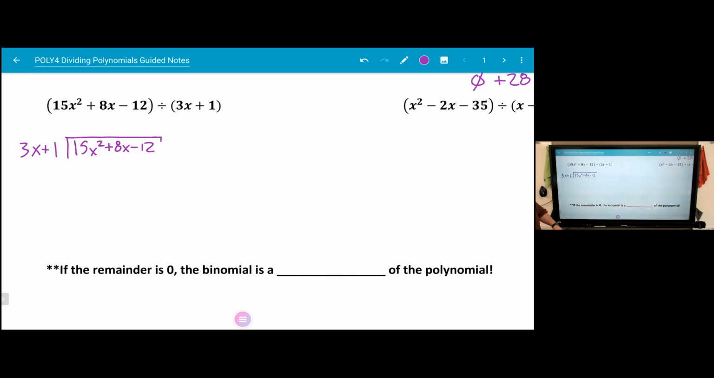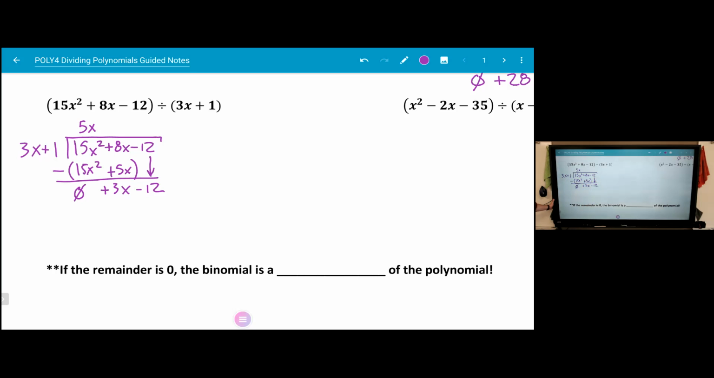And I'm going to say the same thing. How many times, hey self, how many times does 3x go into 15x squared? Well, 3 times 5 would give us our 15, and x times x would give us our x squared. I'm going to now subtract from this. 5x times 3x, that's our 15x squared. 5x times positive 1 is plus 5x. I'll do my subtracting. 15x squared minus 15x squared is 0. 8x minus 5x is plus 3x minus 12, because I'm dropping that -12 down.